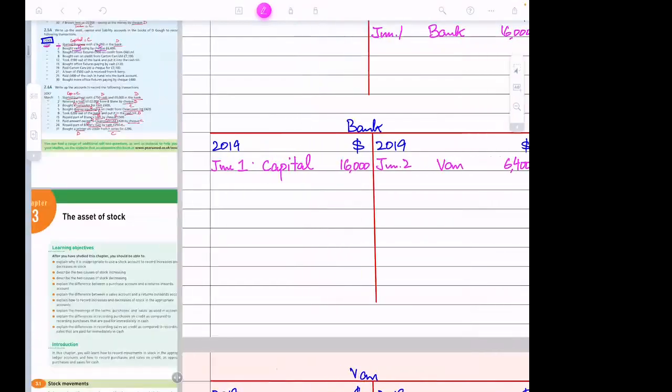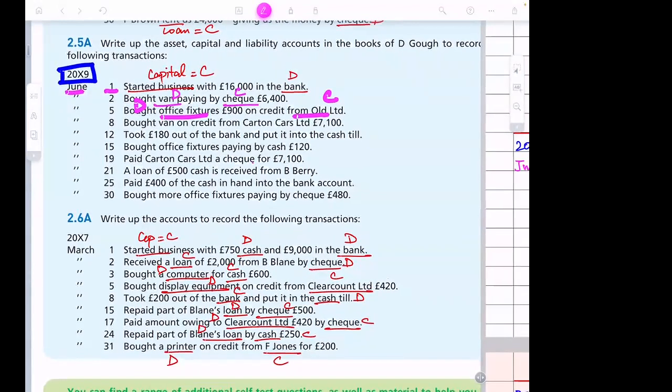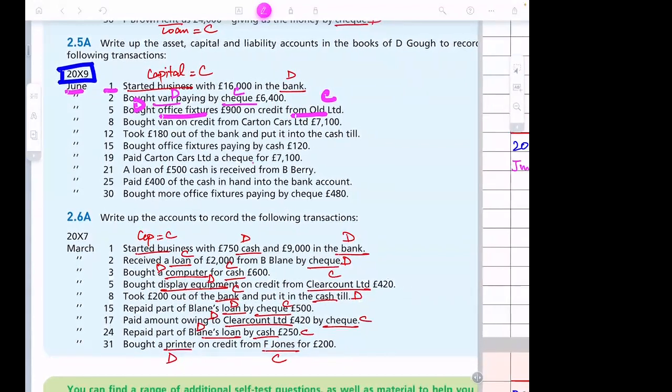All right, let's pass another entry. Bought office fixtures on credit from Old Limited. So Old Limited will be credited, office fixtures will be debited. Both of these accounts we haven't made as yet, so we will be making both these accounts, office fixtures and Old Limited. Let's just write the name first.